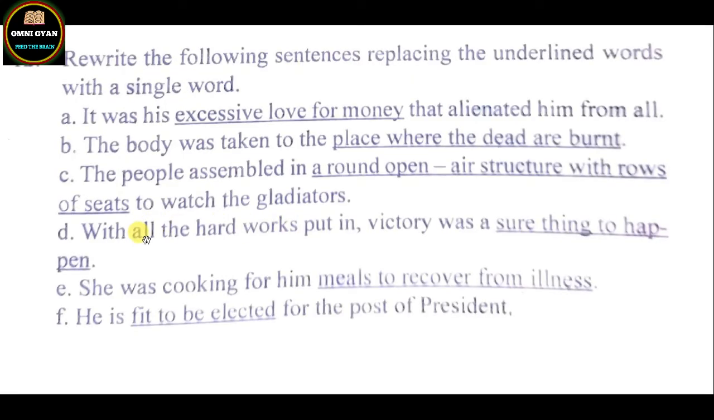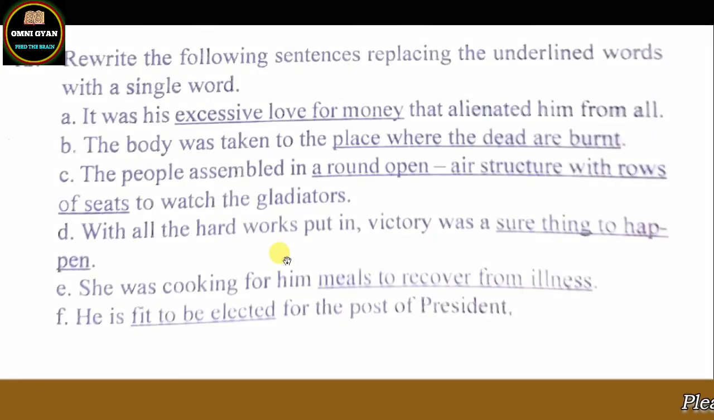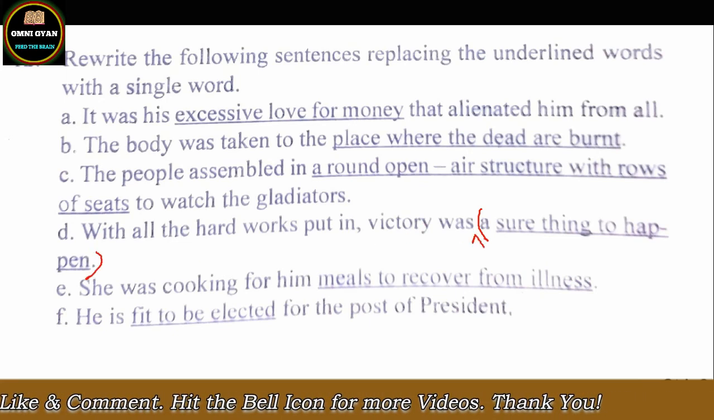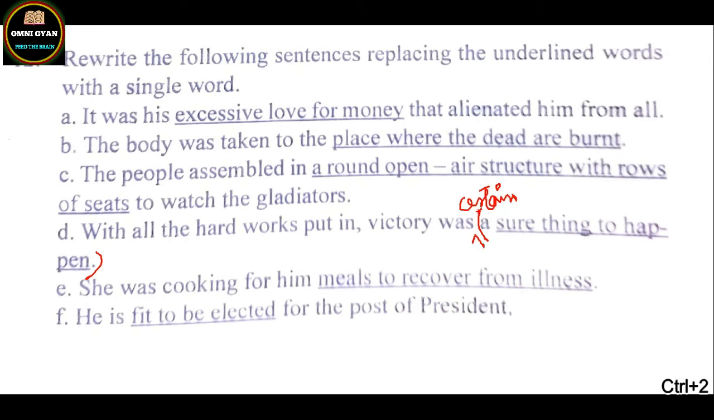Next. With all the hard works put in, victory was a sure thing to happen. Sure thing to happen. This is not an example of concrete one word substitution. This is an example of the one word substitution which is commonly used, okay, in our day-to-day lives. So was a sure thing to happen means was certain to happen, okay, or was certain. With all the hard works put in, victory was, you can write like that, victory was certain. Some I can help you, some you can write your own sentences.